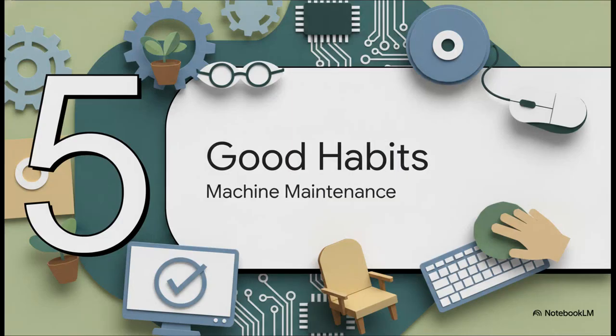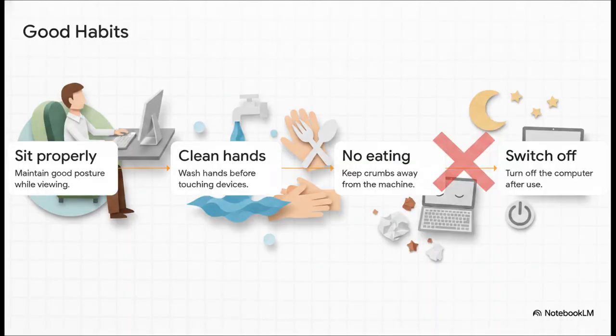Now for Section 5, good computer habits, machine maintenance. Now that we know how to control the machine, we absolutely need to know how to properly care for it. Let's see how this builds a perfect routine that ensures safe and healthy computer usage every single time. Number 1, always maintain good posture and sit properly while viewing the monitor. 2, keep your hands clean before touching your keyboard and mouse to keep the equipment running smoothly. 3, and this is a big one, do not eat near the computer. Keep food, crumbs, and spills far away to avoid damaging those sensitive electronics. And finally, number 4, always switch off the computer after use so it can get some rest.